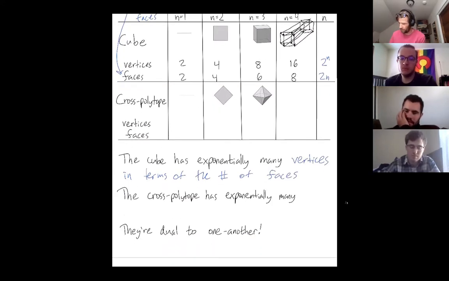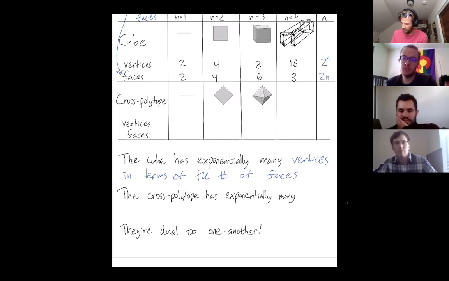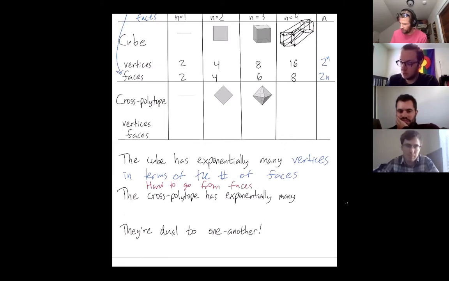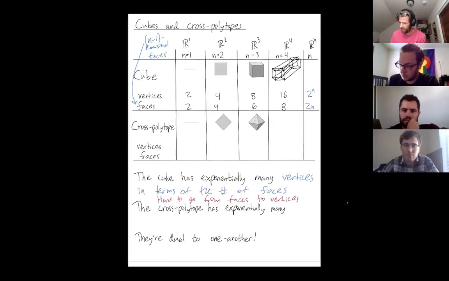Okay, so I should have given myself more space, but this is why we expect it to be hard to go from the faces of the polytope to the vertices. I'm not saying it's hard in the cube, but I'm just saying you should expect it to be hard for an arbitrary polytope to go from faces to vertices, because you can have exponentially many vertices in terms of the number of faces.